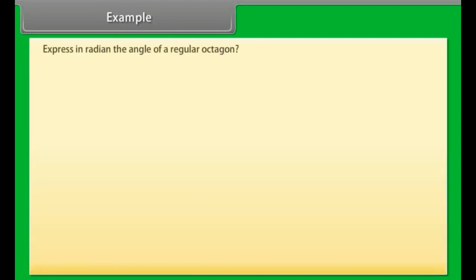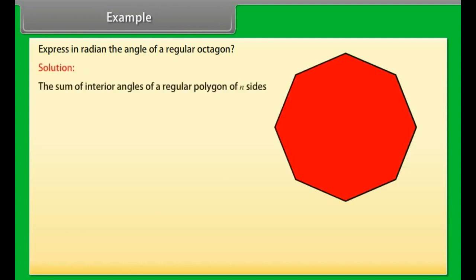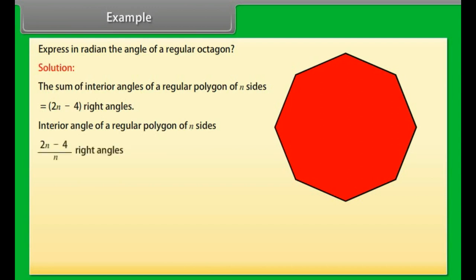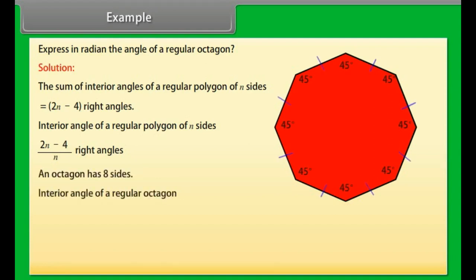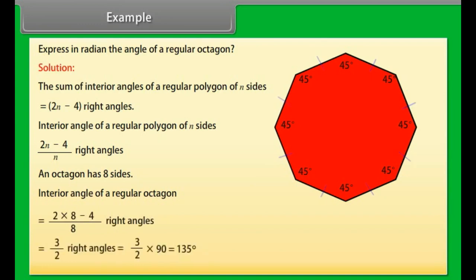Example. Express in radian the angle of a regular octagon. Solution. The sum of interior angles of a regular polygon of n sides is equal to 2n-4 right angles. Interior angle of a regular polygon of n sides is (2n-4)/n right angles. An octagon has 8 sides. Interior angle of a regular octagon is (2 into 8-4)/8 right angles, which is 3/2 right angles, equal to 3/2 into 90, which is 135 degrees.